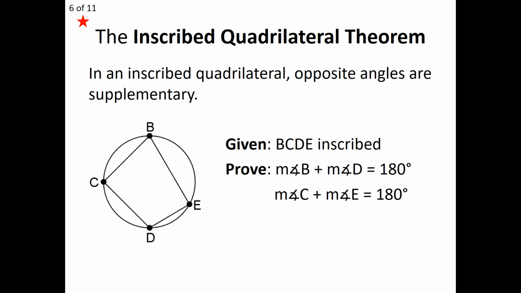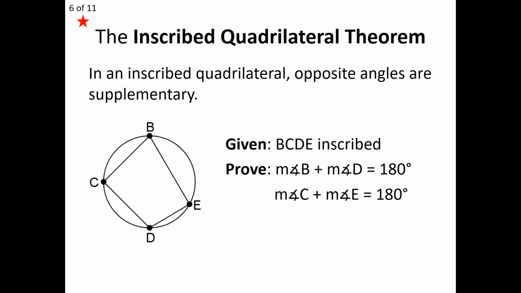Now, of course, we can't just say it's true because it worked for a set of numbers, right? We have to show that it's true for all cases, which means we're just going to be given this average ordinary quadrilateral BCDE, which is inscribed, and we're going to prove that the measures of opposite angles are supplementary. So we're going to find the measure of angle B plus the measure of angle D to be supplementary, equals 180, and we'll find the measure of angle C plus the measure of angle E also be 180.